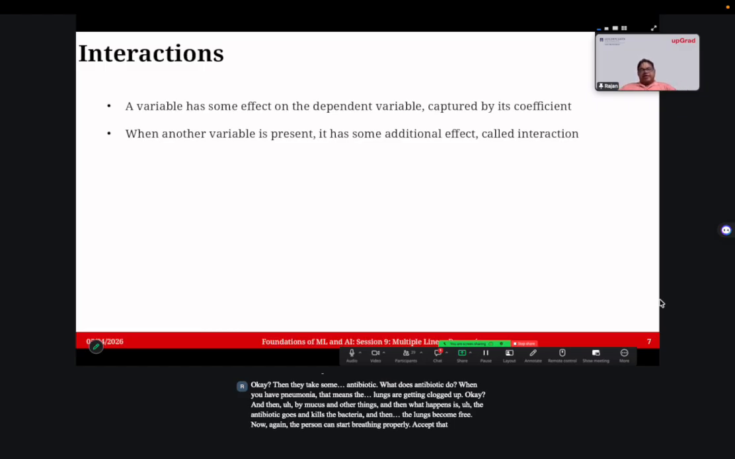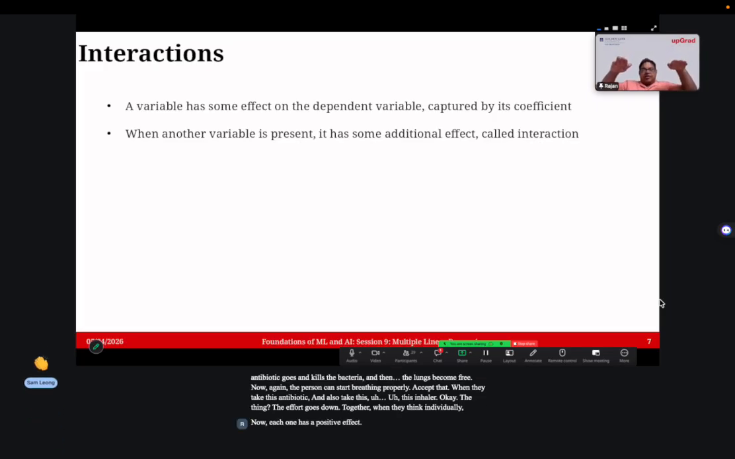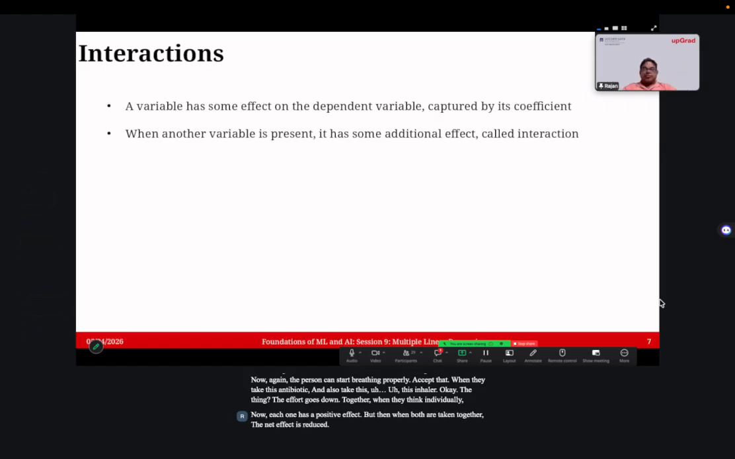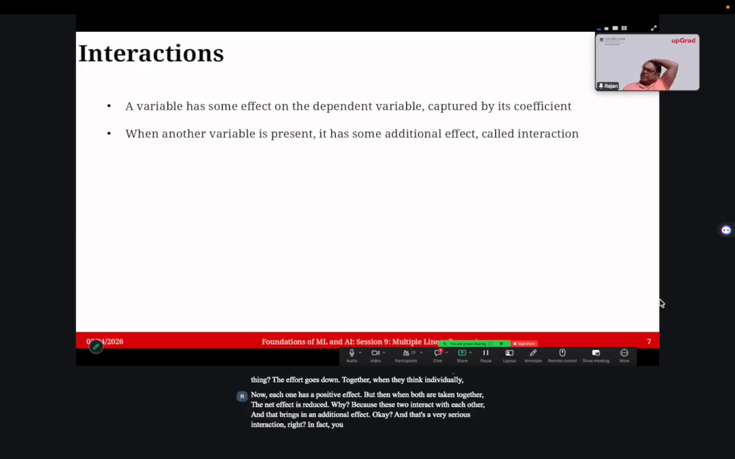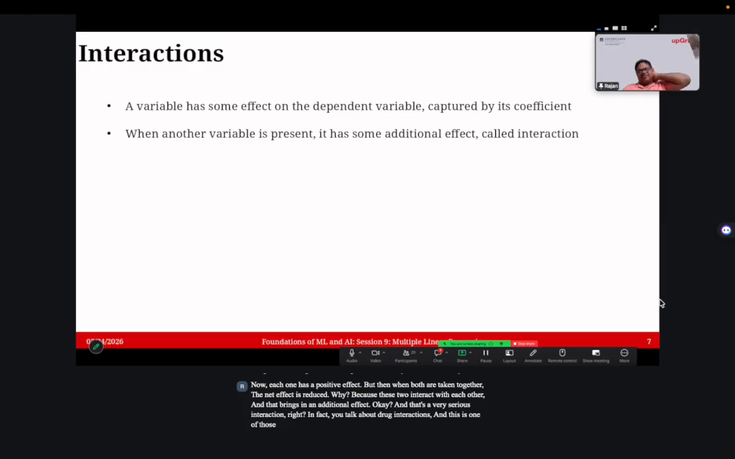Except that when they take this antibiotic and also take this inhaler, the effect goes down. When they take them individually, each one has a positive effect. But when both are taken together, the net effect is reduced. Why? Because these two interact with each other, and that brings in an additional effect. That's a very serious interaction, right? In fact, when you talk about drug interactions, this is one of those classic examples.